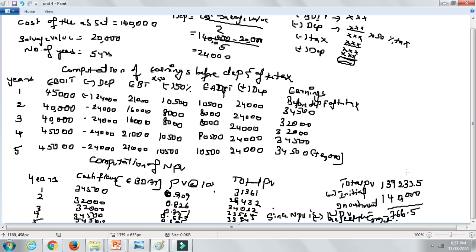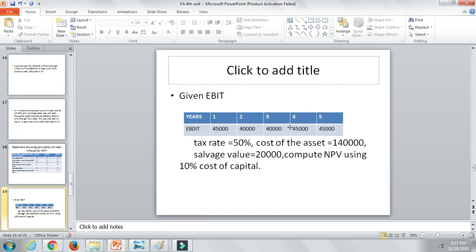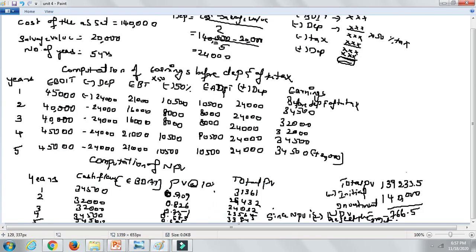So this is enough for the day. This is very important. This type of questions will be asked in the exam, so do concentrate on this. So I'll wind up the class. Basically, if he says in the question that it is EBIT, that is earning before depreciation, interest and tax, you just need to take all the information and do this, 45,000, 40, 40, 40, 45, 45.